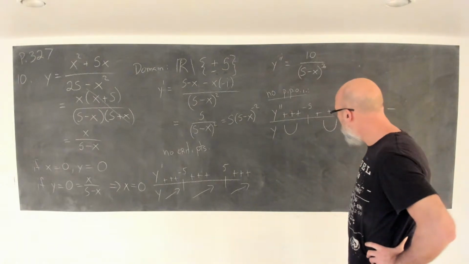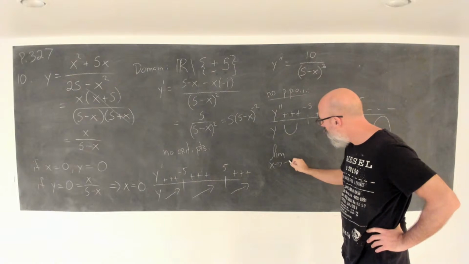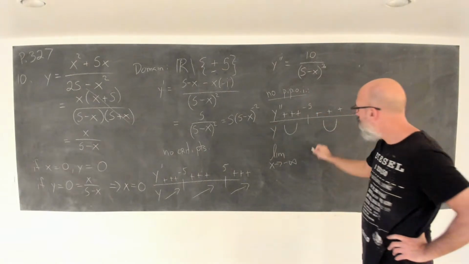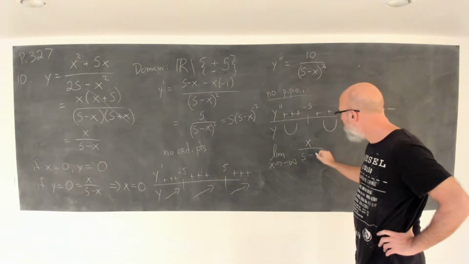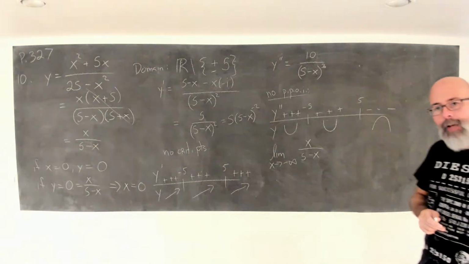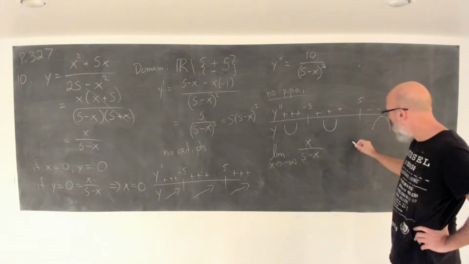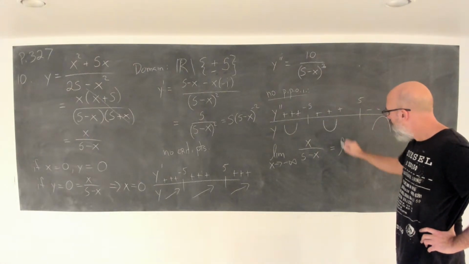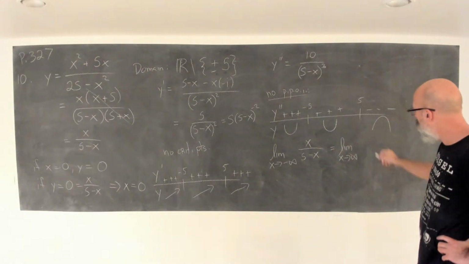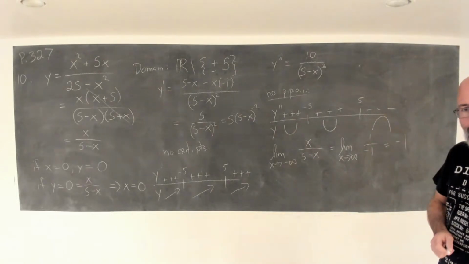Right, we're graphing from left to right, so we need to understand a limit as x goes to negative infinity of your function. And what is happening here? This has the form infinity over infinity. So we can do L'Hopital's rule. A quick L'Hopital's rule gives us a 1 over negative 1, which is negative 1.